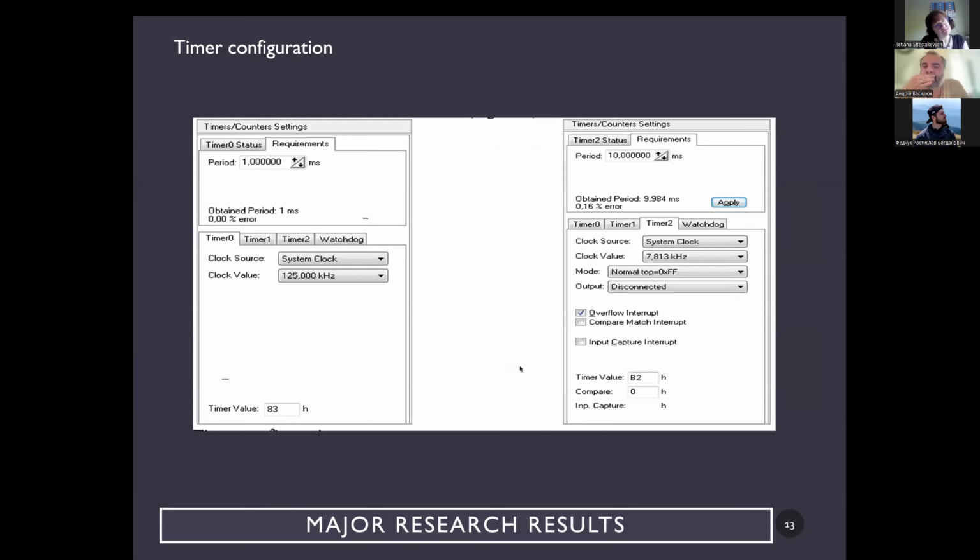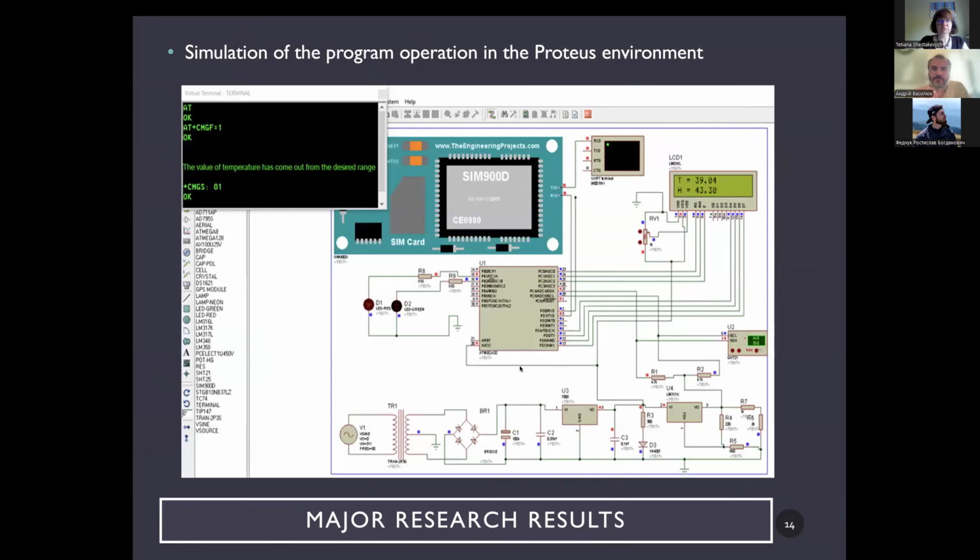According to the processed model, the first stage is the initialization of the system, which includes setting the clock frequency of the ATmega32 microcontroller to 8 MHz, configuring the timers for processing, delays, and interrupts, setting up the I2C interface for communication with the sensor, and initializing UART for communication with the GSM module.